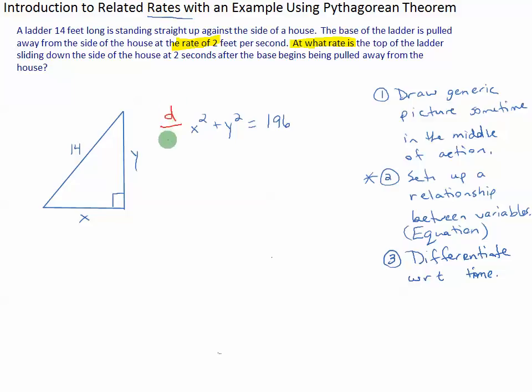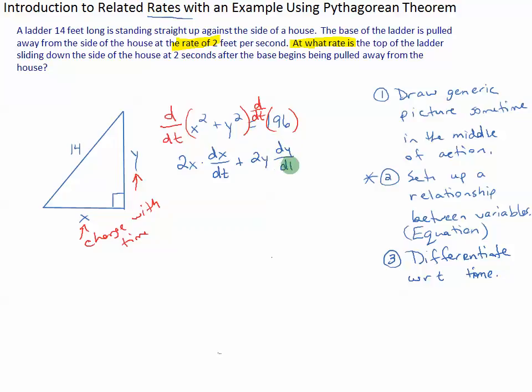I'll take the derivative. I'll implicitly differentiate both sides with respect to time. And notice that x and y both change with time. So they are functions of time. So we have to use the chain rule as necessary. So the derivative of x squared is 2x, but by the chain rule I need to multiply by dx/dt. Then y squared, the derivative is 2y dy/dt. And the derivative of 196 is 0 because it is a constant, of course.